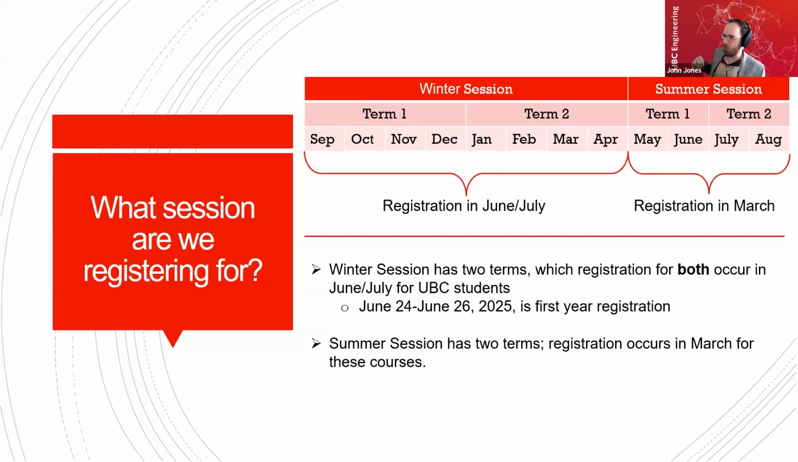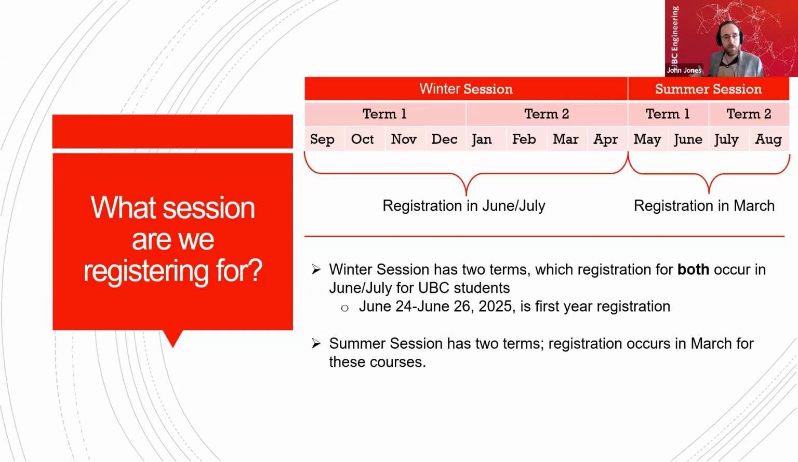And just a note here as well, as you can see on the screen, June 24th to 26th is the first year registration dates. A couple of weeks beforehand, you will receive a specific time slot that indicates the earliest time that you individually can register within that time period. We do recommend registering as soon as that time slot opens, so that as soon as your individual registration time is available, you're prepared and ready to go.